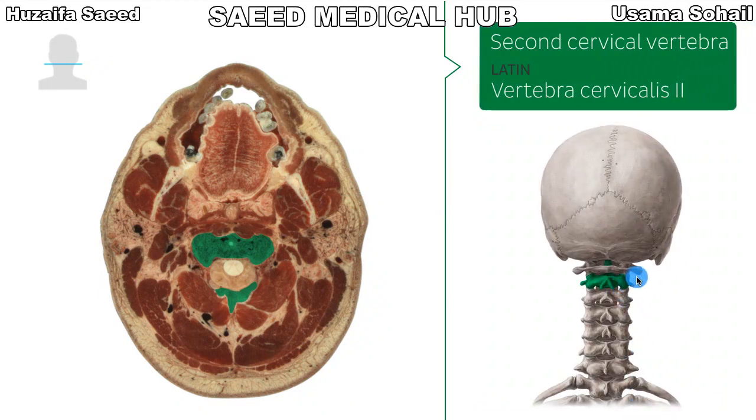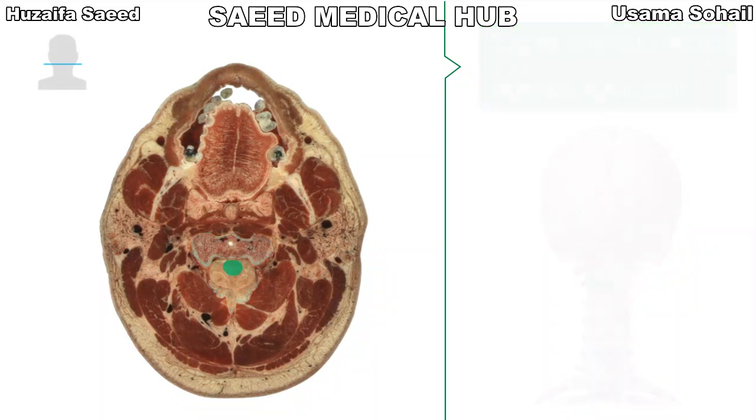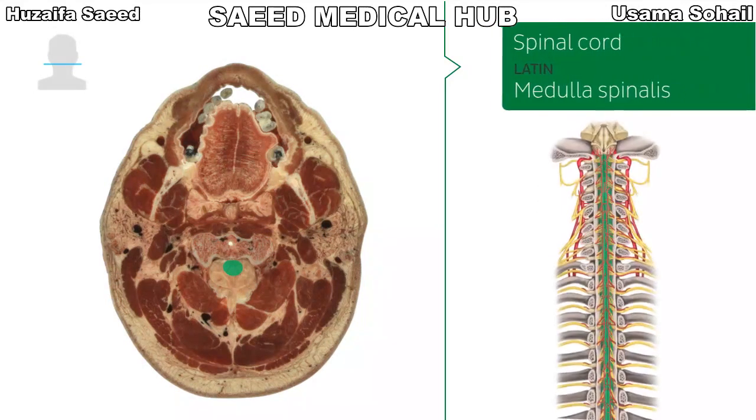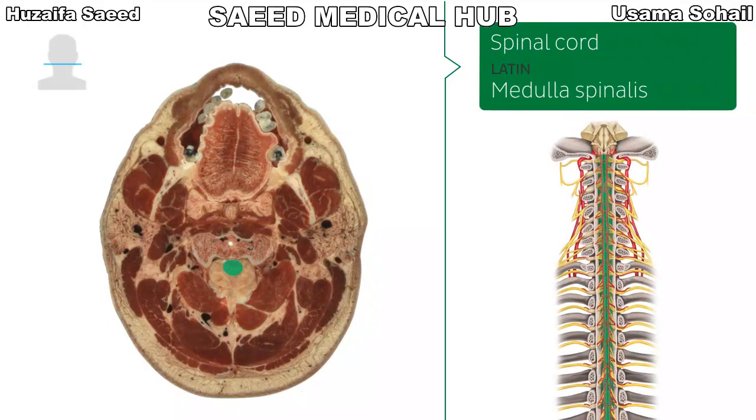Moving further posteriorly, we can see this bony structure here, which is the second cervical vertebra. It's the second out of 7 cervical vertebrae and is also known as the axis. Its structure is slightly different from the other cervical vertebrae because of this process here, which is called the dens.